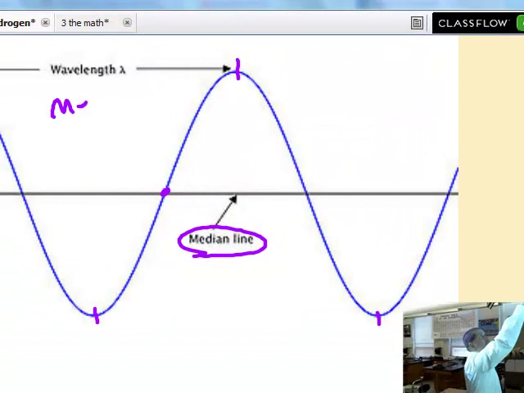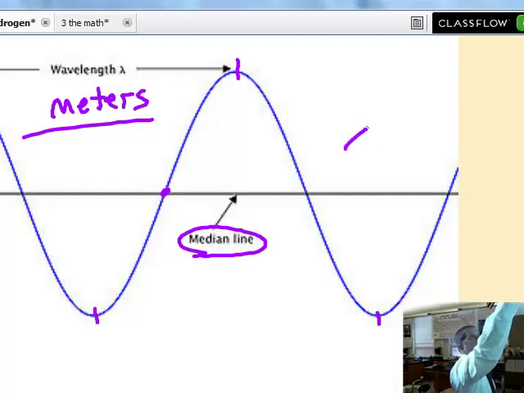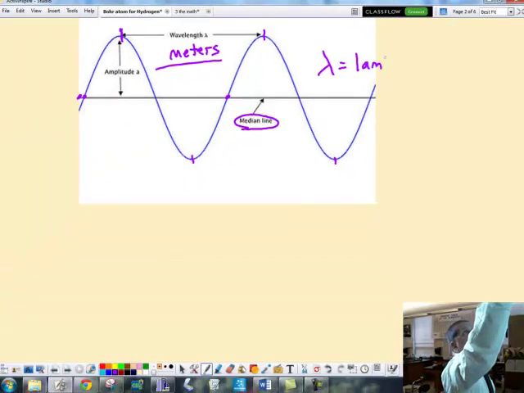But it isn't measured in the standard distance metric unit of meters. It is given the Greek symbol lambda, lowercase lambda. Okay, so that's the distance the wave travels.